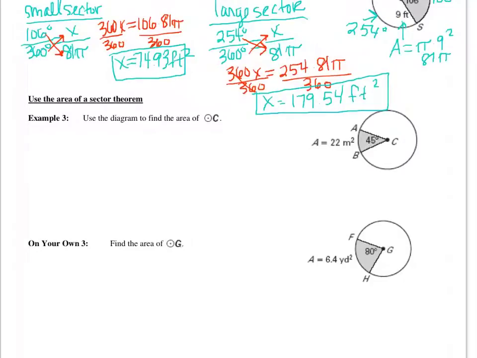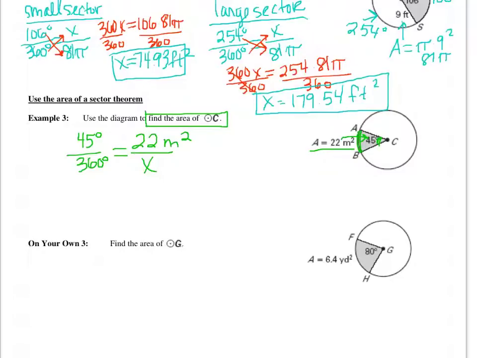Okay, this next example says use the area of a sector theorem. So now we're going to use the area of a sector theorem to do something a little different. It says use the diagram to find the area of circle C. So here we know the area of this sector, and we know what this arc length is. So we know this arc length is 45 degrees out of 360 degrees. We know the area of our sector is 22 meters squared, but it says find the area of circle C. So there's our unknown right there, that area.